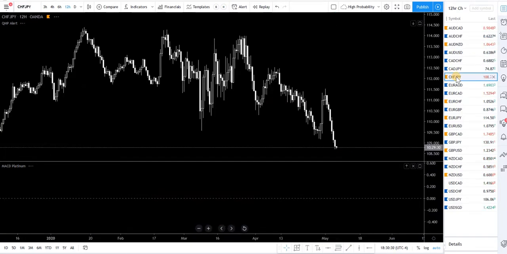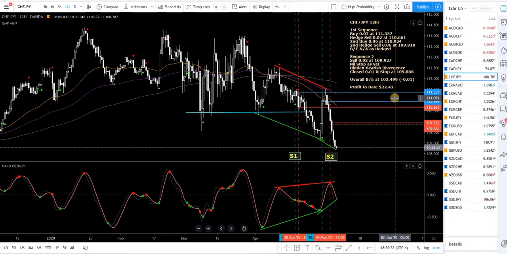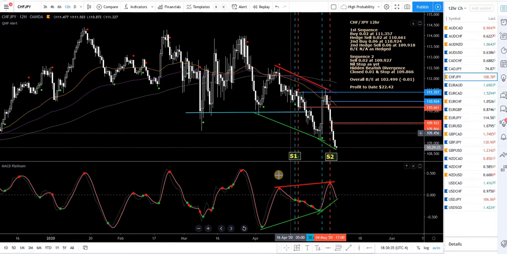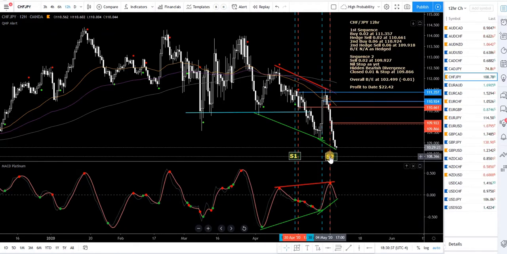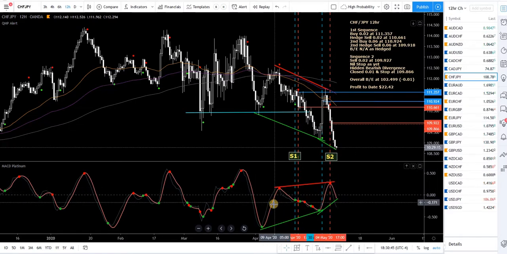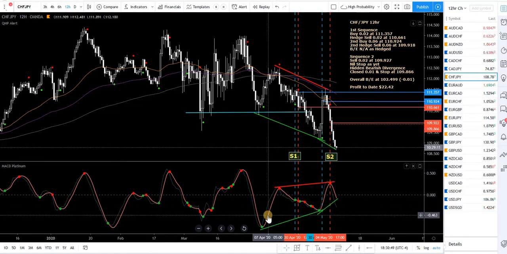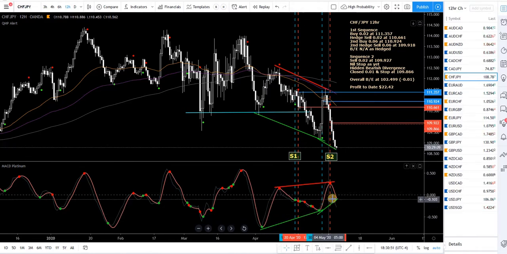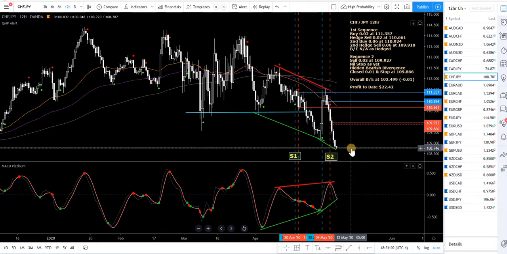CHF JPY, Swiss Japanese yen. What have I done here? Sequence 2 was a sell. There's a sell in here. It's come down nicely. This bottom indicator is a MACD platinum. When it's above the 0 level, I'm looking to sell. And when it's below the 0 level, I'm looking to buy. Now, as you can see, it's come through, had a nice drop down. It's come through the 0 level, hit the 0 level, my previous 12-hour candle.